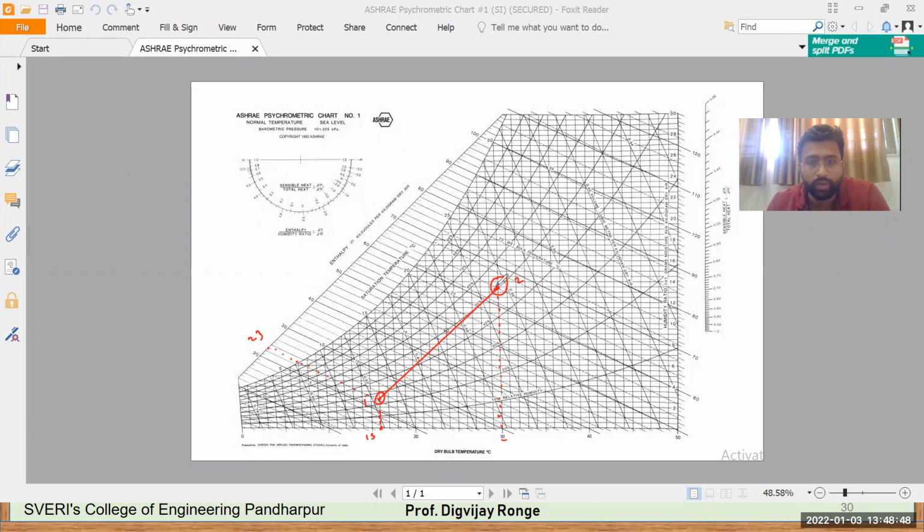Now here enthalpy I have to calculate. I have to follow this inclined line. So this will again go like this, like this, like this. So somewhere between 62, 64 and 65. So I can write this as a 64.5. So I have two enthalpy values, right?